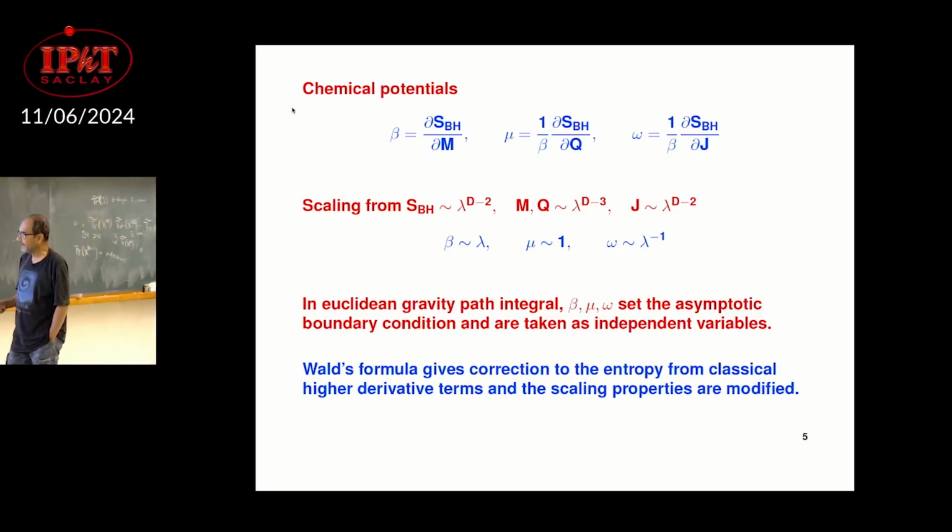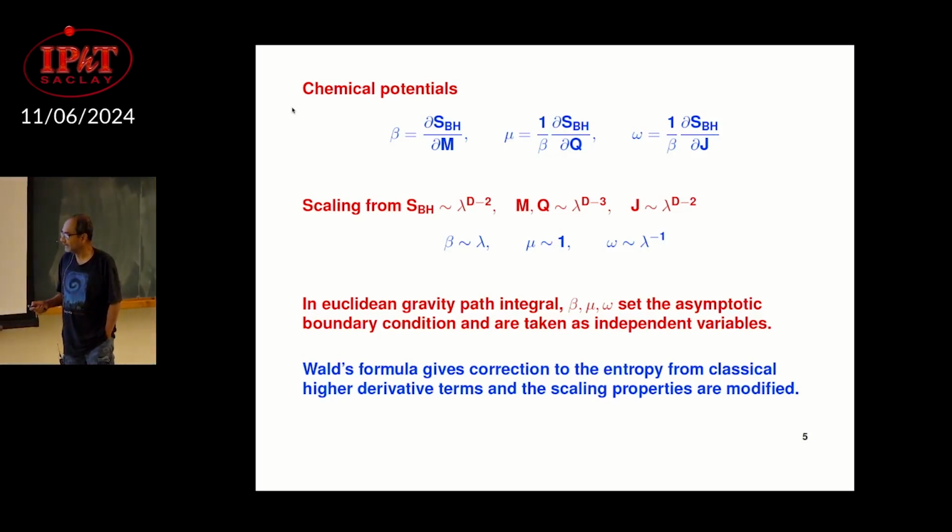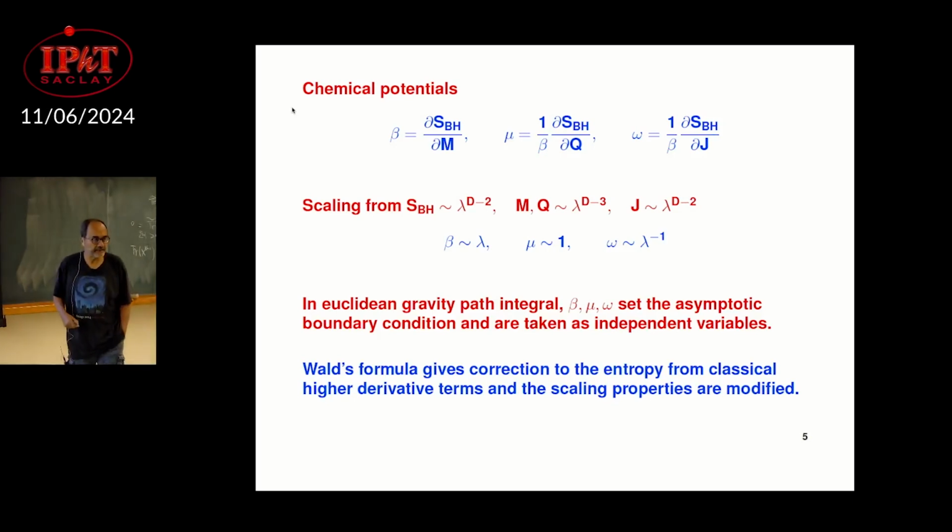And the final ingredient that I have to review is that the Bekenstein-Hawking formula works only at the level of two-derivative action. Once you take into account higher derivative corrections, then you have to use Wald's formula, and these give corrections to the entropy from classical higher derivative terms, and as a result, the scaling properties are modified.